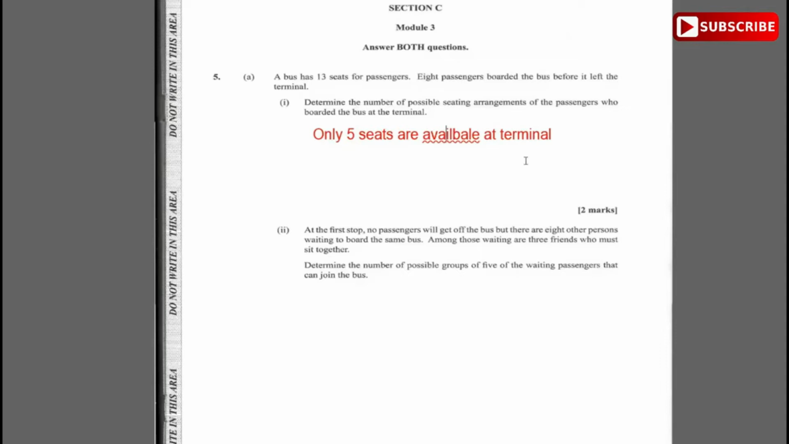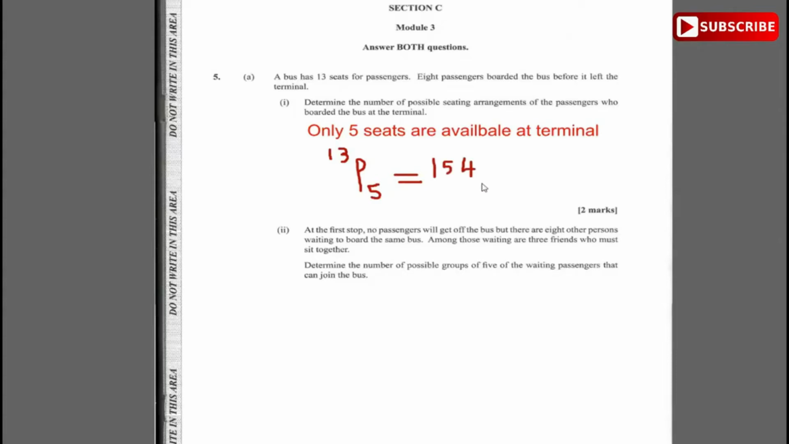All right, only 5 seats are available at the terminal because the people go on the bus before the terminal. And so the number of seating arrangements at the terminal is just going to be 13 permute 5. That's the number of seating arrangements possible at the terminal, which is 154,440.